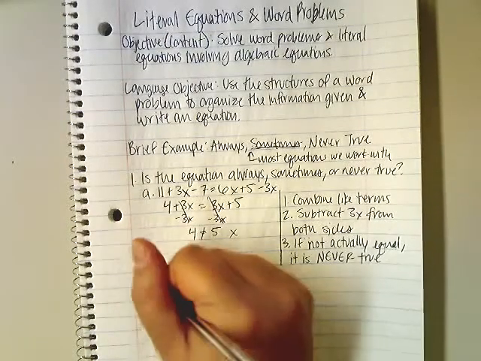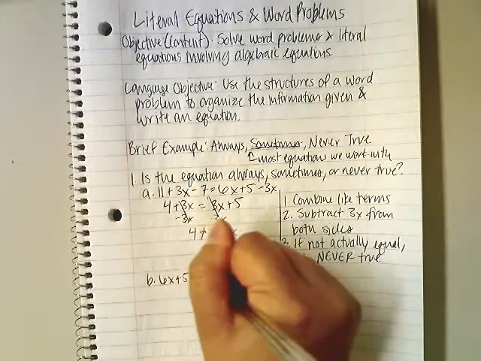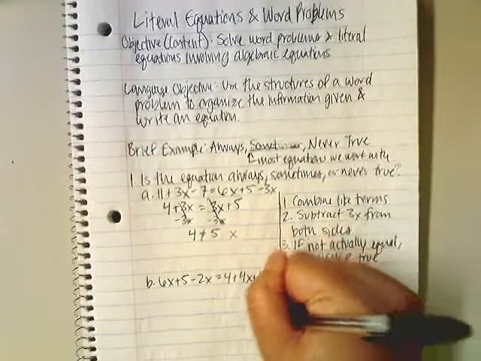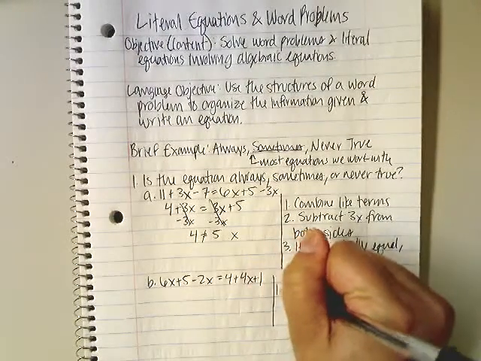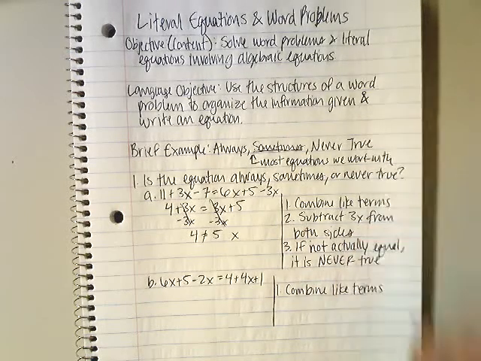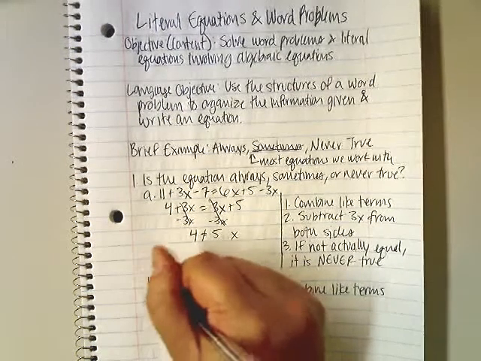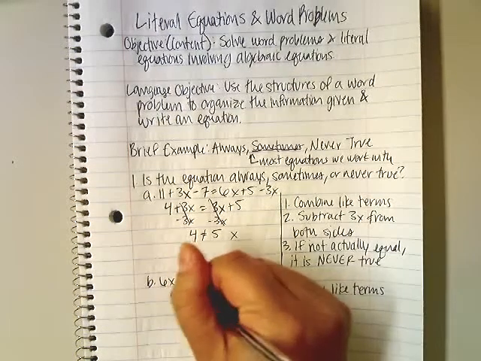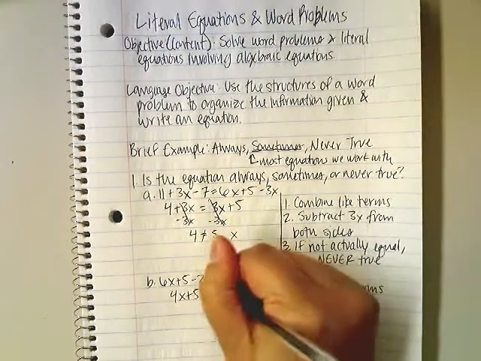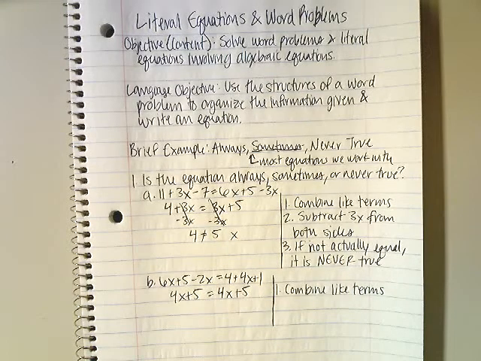Our second example that we will do super quickly is 6x plus 5 minus 2x equals 4 plus 4x plus 1. Again, we're going to start with the same step, combine like terms. Here I have 6x and negative 2x, which I can combine to be 4x plus 5. And on this side, I have a 4 and a 1 that I can combine. So I have 4x. Again, 4 plus 1 is 5. So 4x plus 5 equals 4x plus 5.